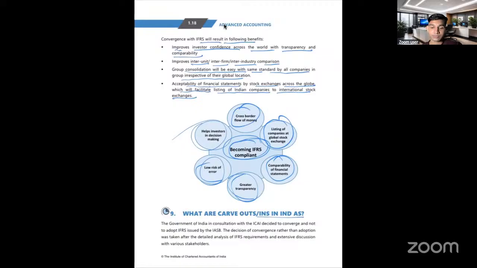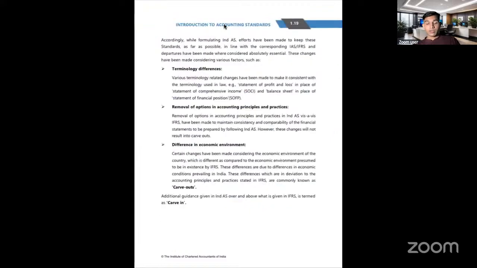India's government, in consultation with the ICAI, decided to converge and not to adopt IFRS issued by the IASB. The decision of convergence rather than adoption was taken after detailed analysis of IFRS requirements and extensive discussion with various stakeholders. Accordingly, while formulating Ind AS, efforts have been made to keep these standards as far as possible in line with the corresponding IAS or IFRS, and departures have been made where considered absolutely essential.